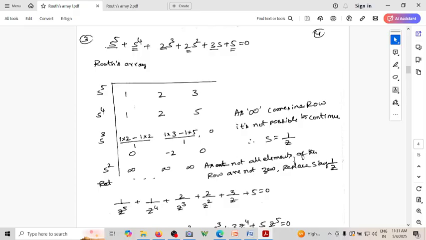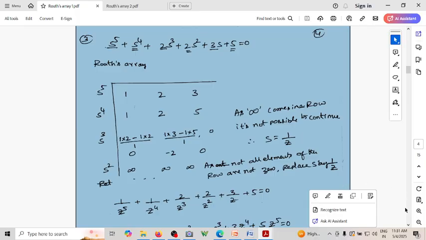As not all elements of the row are 0, then you have to replace s by 1 by z. So here this s is there, no? You replace it by 1 by z. So upon replacing it by 1 by z, you have this.